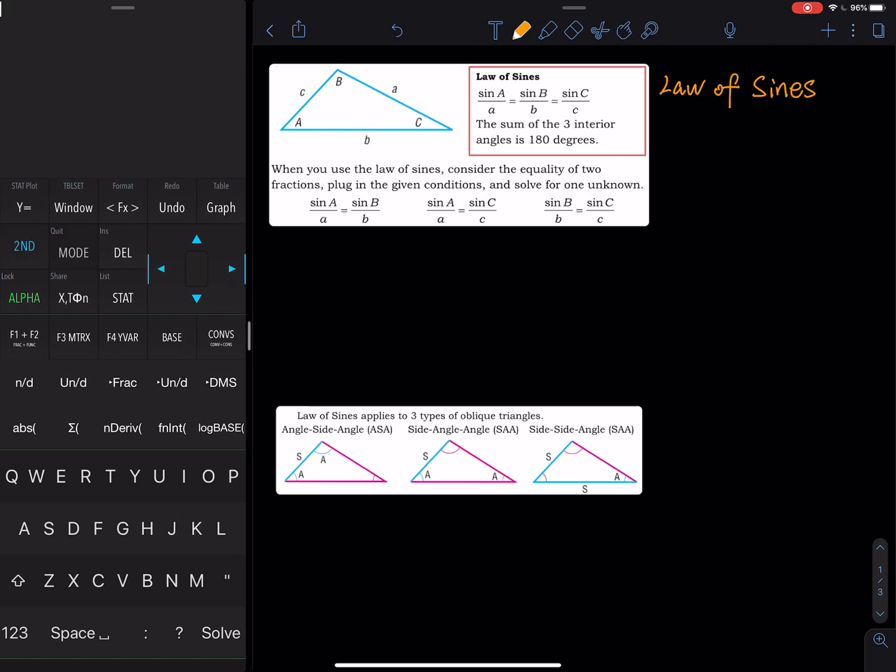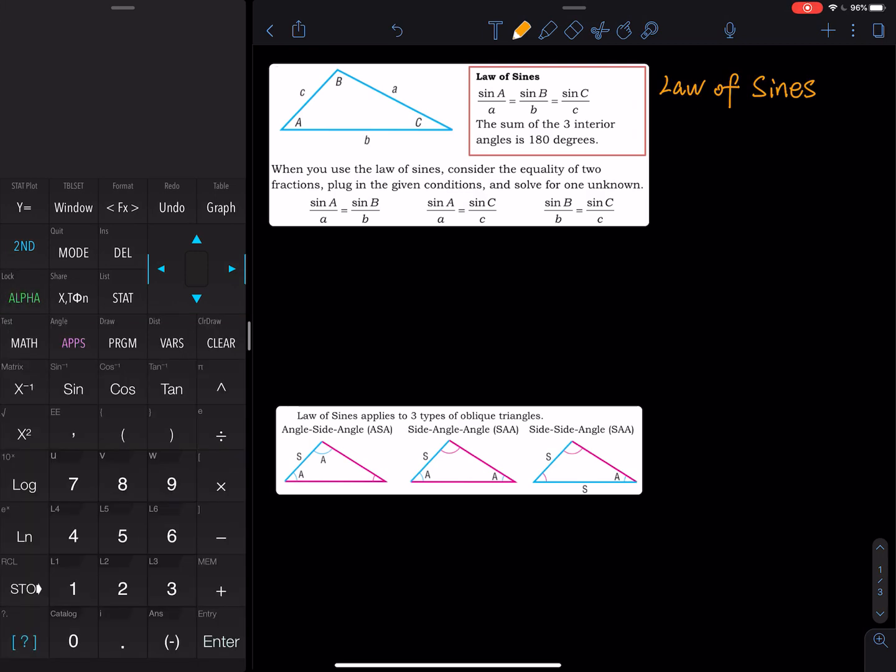To use this formula, here is how we do it. We take two pairs. So let's say we have sine of A divided by a equals sine of B divided by b. You plug in the values, but there is one unknown. So you plug everything in and then you solve for the unknown. We can also have sine of A divided by a equals sine of C divided by c, or sine of B divided by b equals sine of C divided by c. Basically, you plug in everything you know, take two fractions, set them equal to each other, and then solve for the only one unknown.